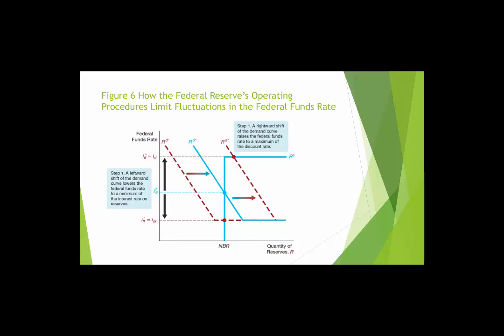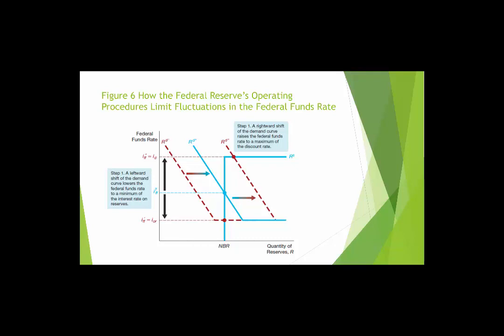And that's how the Fed funds operating procedures limit fluctuations in the Fed funds rate. You can see the demand for Fed funds might shift around, but the Fed funds rate is only going to go between ID and IOR. It's not going to go any further than that, even though the actual demand for reserves might swing quite wildly. So it basically limits the fluctuations in the Fed funds rate.